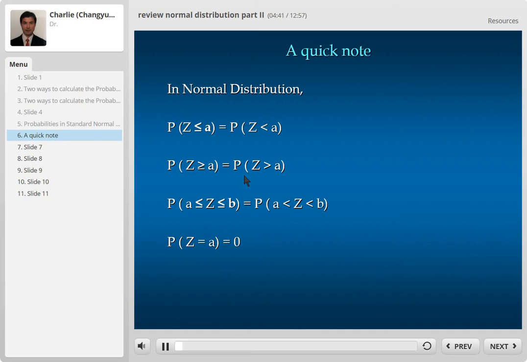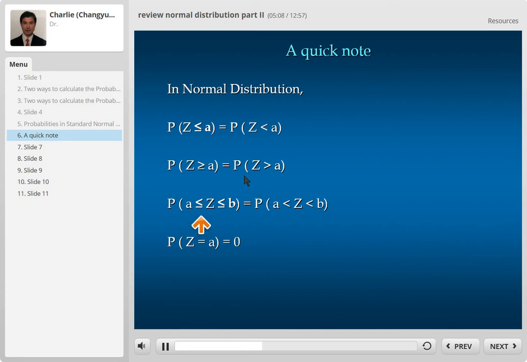A quick note, in a normal distribution, when we see the probability of Z smaller or equal to A, it is basically equal to the probability of Z smaller than A. If we see the probability of Z bigger or equal to A, it is basically the probability of Z bigger than A. It's the same thing, the same value.